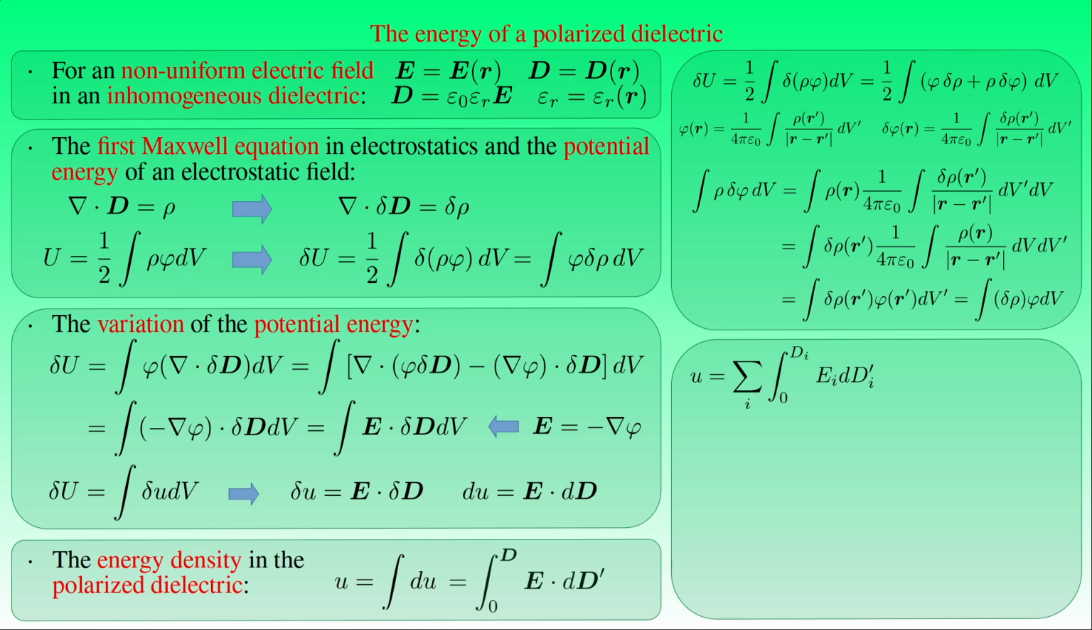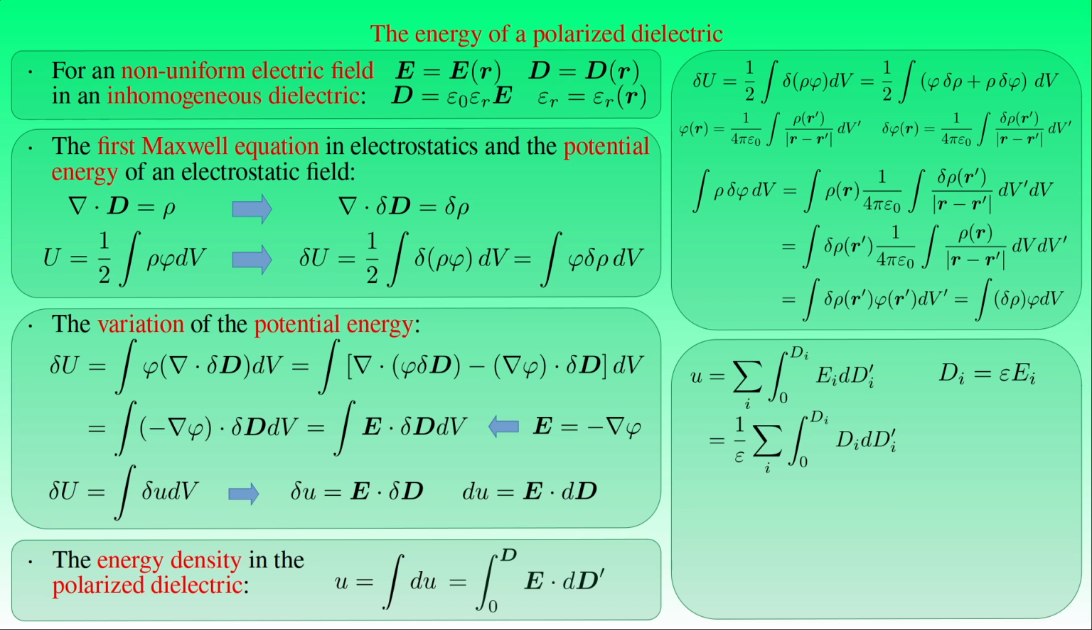Then the energy density U can be written as the sum of the integral of the component i of the field strength E with respect to the component i of the displacement d prime from 0 to the component i of the displacement d, where the index i denotes the Cartesian coordinates x, y, and z. Here the component i of the displacement d is equal to the absolute permittivity epsilon of the dielectric times the component i of the field strength E, where epsilon is equal to epsilon naught times epsilon r. If we substitute this expression into the integrand, then we need to integrate 1 over epsilon times the component i of the vector d prime with respect to d prime.